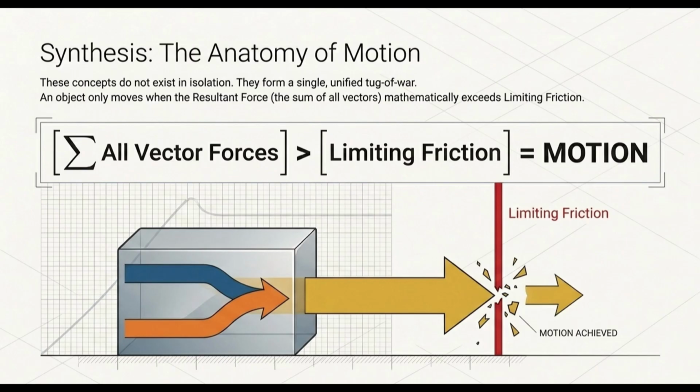Here you can see everything together. Motion depends on the balance between the total applied force and the opposing friction. If the applied forces are smaller than friction, the object remains stationary. But if the applied forces exceed friction, a resultant force exists, causing acceleration according to Newton's second law. Understanding this relationship allows engineers to predict and control motion carefully and accurately.